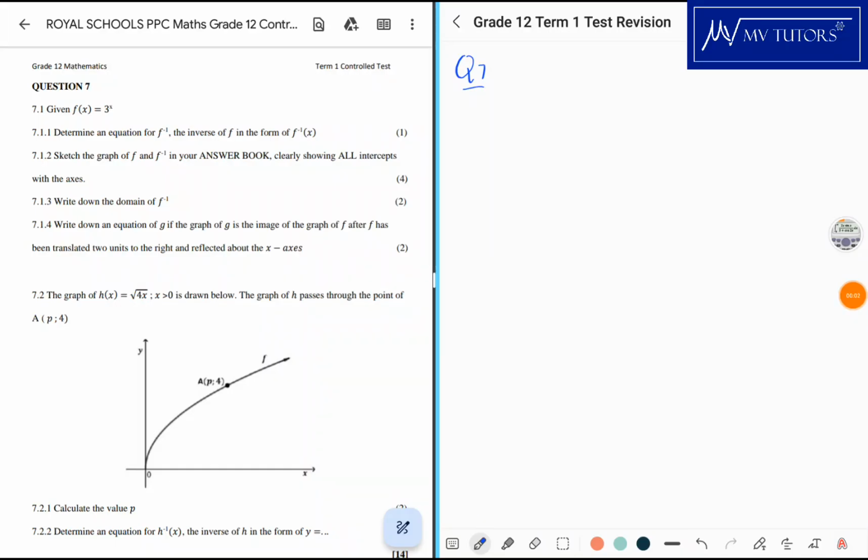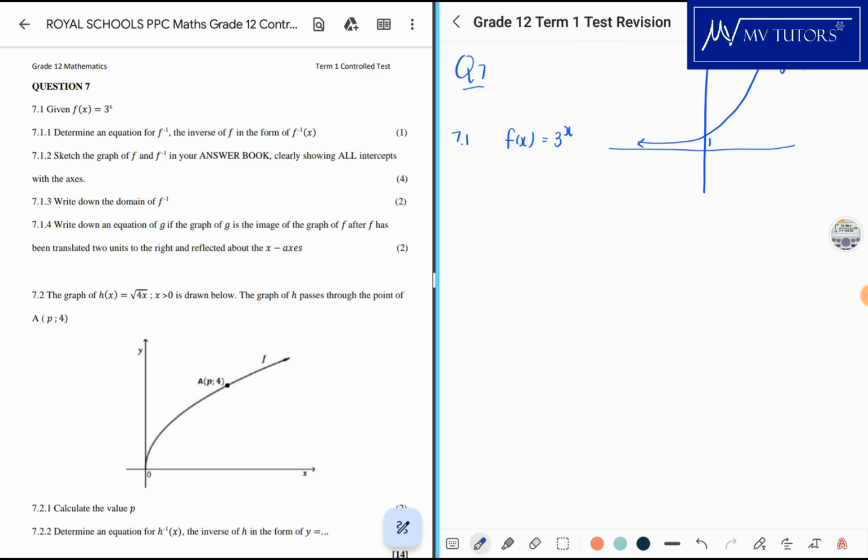Alrighty, question 7, the last question. We are finally there. 7.1, we have f of x is equal to 3 to the power x. So this is an exponential function. It would look something like this, where the y-intercept would be 1. This is y is equal to 3 to the power x.